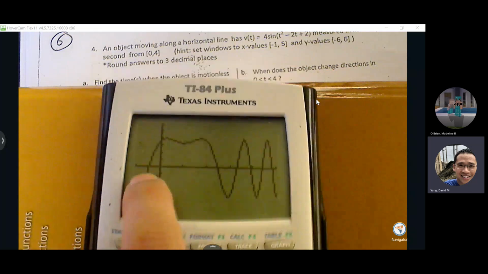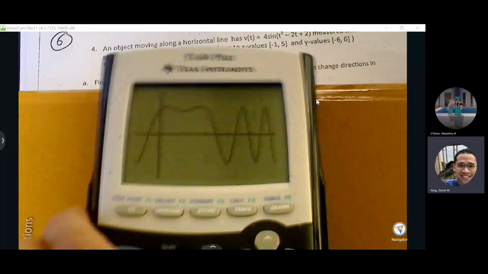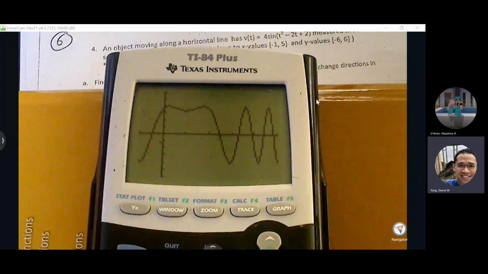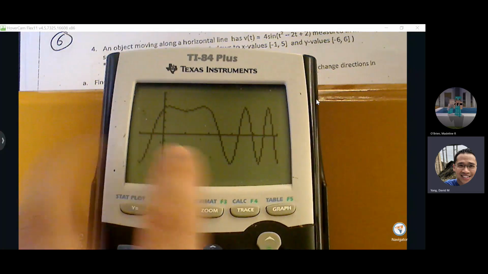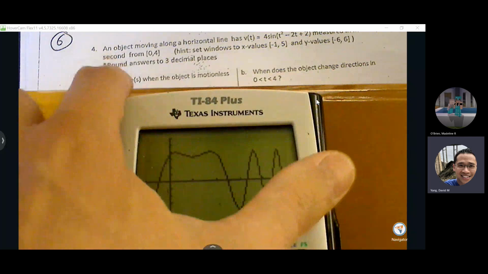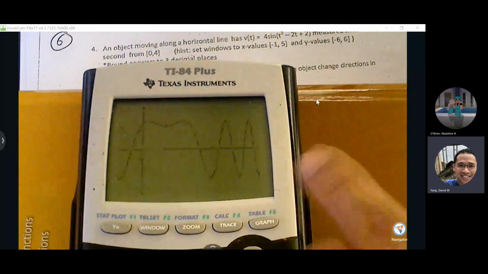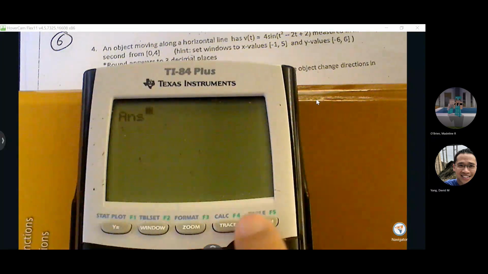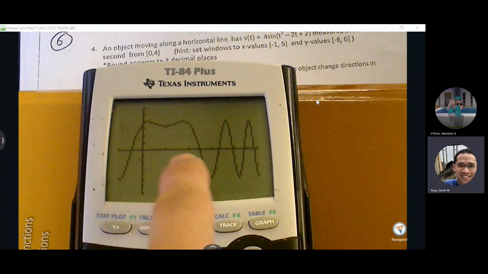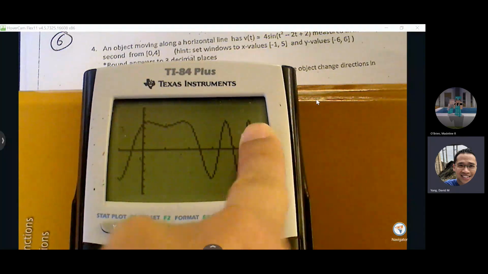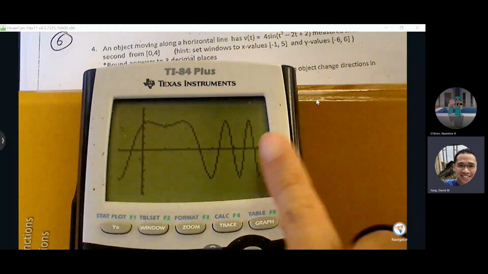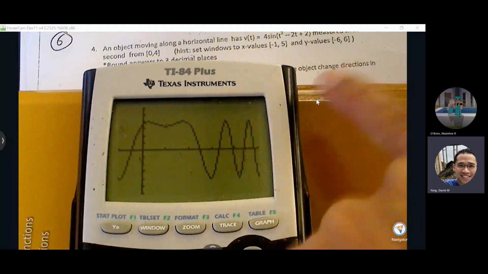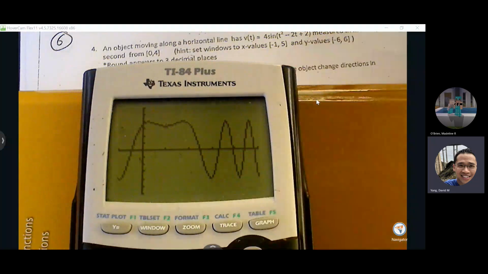Then it says find the time when the object is motionless. So motionless means velocity is equal to what? 0. So that means anything on the x-axis. So we basically need the calculator, and it says from 0 to 4. So 0 to 4 is going to be 1, 2, 3, 4. So just to this point here, everything here is not needed. But sometimes I like to look beyond my boundaries so I can just see what's around it.